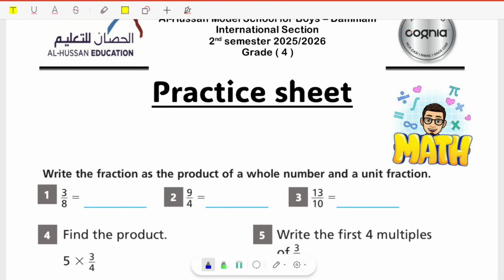Hello everyone. Today we're gonna revise the final revision before the exam. So pay attention. Let's start with the first question.